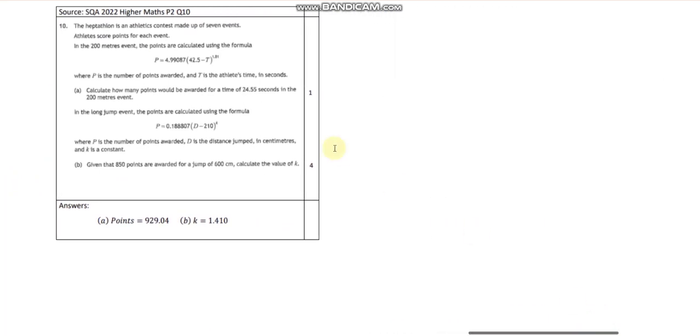Let's have a go at this one. So how about we read again? Pause the video, have a wee read and see what you think. So yeah, the first one, 1 mark. It's just going to be a straight substitution, isn't it? So calculate how many points. There's your time. And there's your distance.